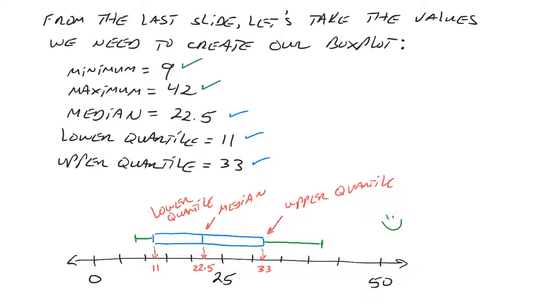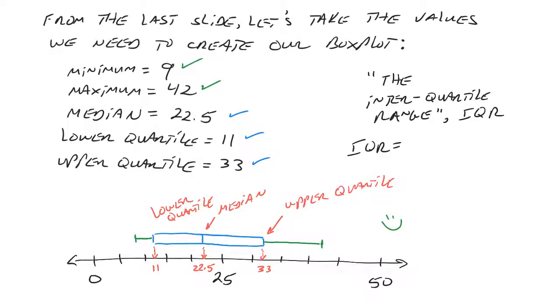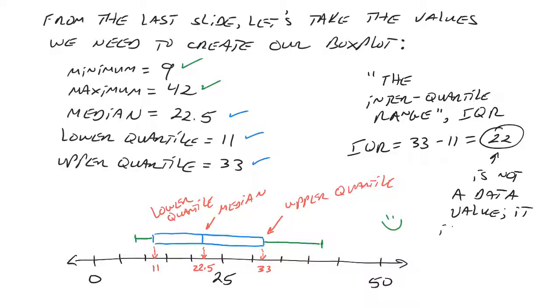And lastly, let's calculate the interquartile range, abbreviated IQR. The IQR in this example is simply 33 minus 11, and that's 22. 22 is not a data value. It is the width of the box.